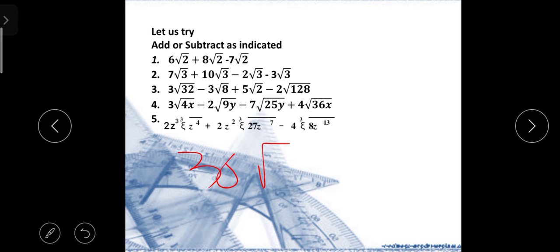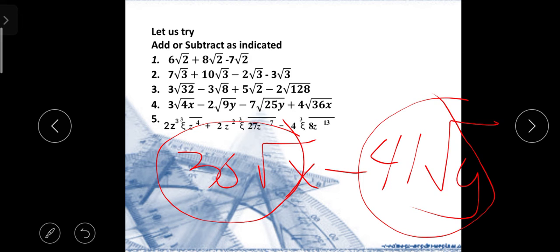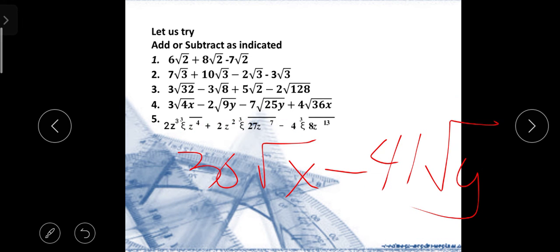30 square root of x minus 41 square root of y. So, meron tayong first term and second term. Kasi meron tayong dalawang square root. Isang x at isang y.